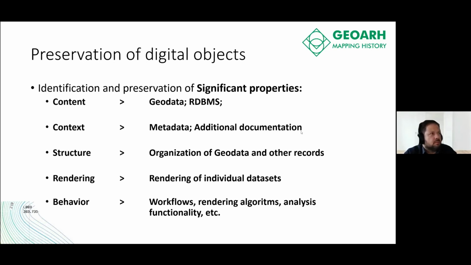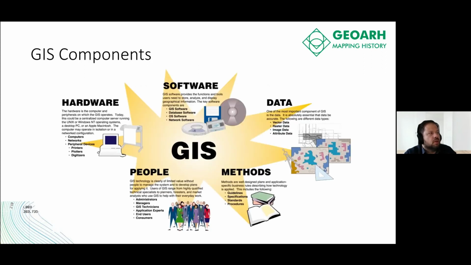Now, this is the cornerstone of our approach. And if we want to do this for GIS, we first need to know about the GIS components and how to store these components. For the people who are familiar with Geographical Information Systems, this is a very well-known slide, or let's say a concept. The basic elements of GIS are hardware, which are the computers, networks, and so on.